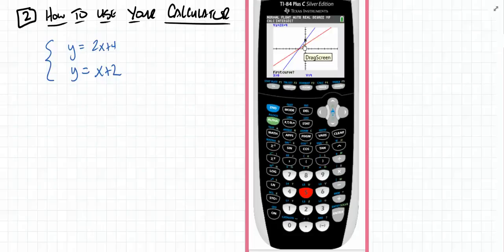Anyways, so look, I want to figure out where these intersect. Now look, the calculator is actually asking me a question right now. It's asking me, is the little blinking butterfly on the first curve? Now, we happen to have lines, but the calculator just uses the word curve anyways. So, is it on the first line? Yes or no? It is, yes. So all you do is push enter.